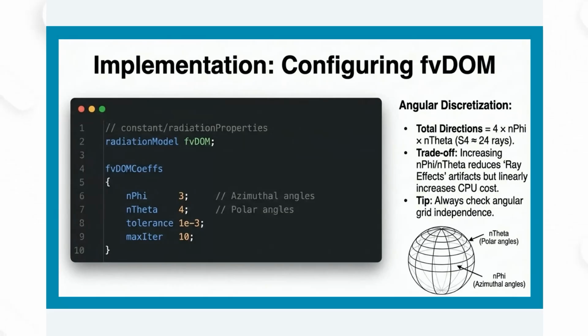So always check for angular grid dependence. For instance, you can increase your n phi and n theta until heat flux results stop changing. This is when you have enough rays as well.